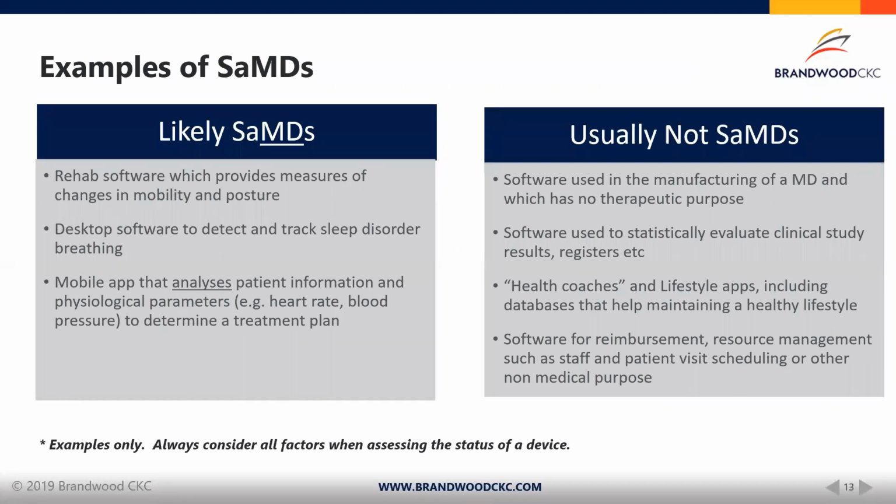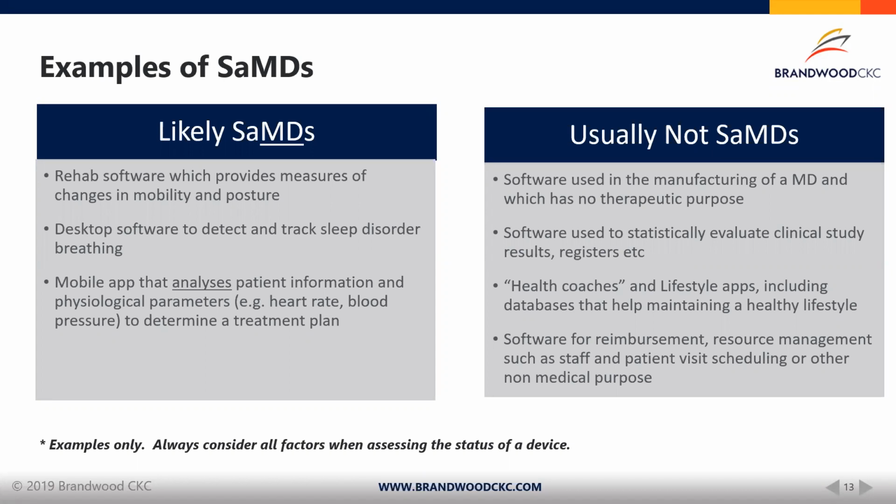Here we have presented several examples of software that may fit within the definition of a software as a medical device, and some that are unlikely to be standalone software. Each software and product is unique and needs to be assessed case by case to consider all the factors. Those that are likely to be software as a medical device are things such as rehab software, which provides measures of change in mobility and posture, desktop software to detect and track sleep disordered breathing, a mobile app that analyzes patient information and physiological parameters, for example, heart rate, blood pressure, to determine a treatment plan, or a mobile phone app to detect melanoma.